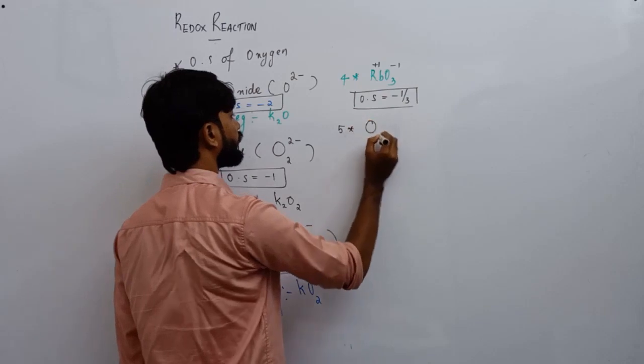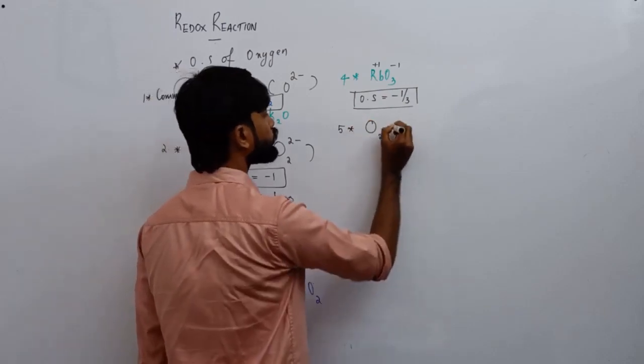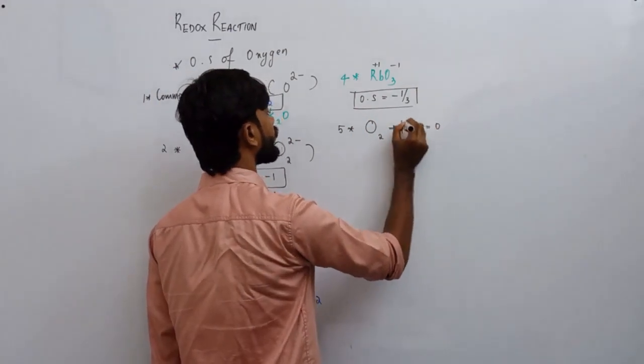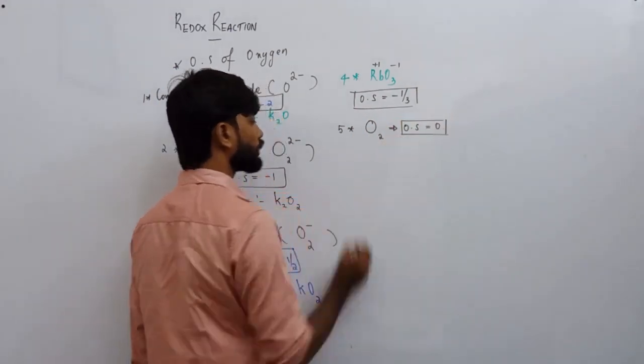The next category is O2. O2 is the diatomic form of oxygen. The oxidation state is 0.